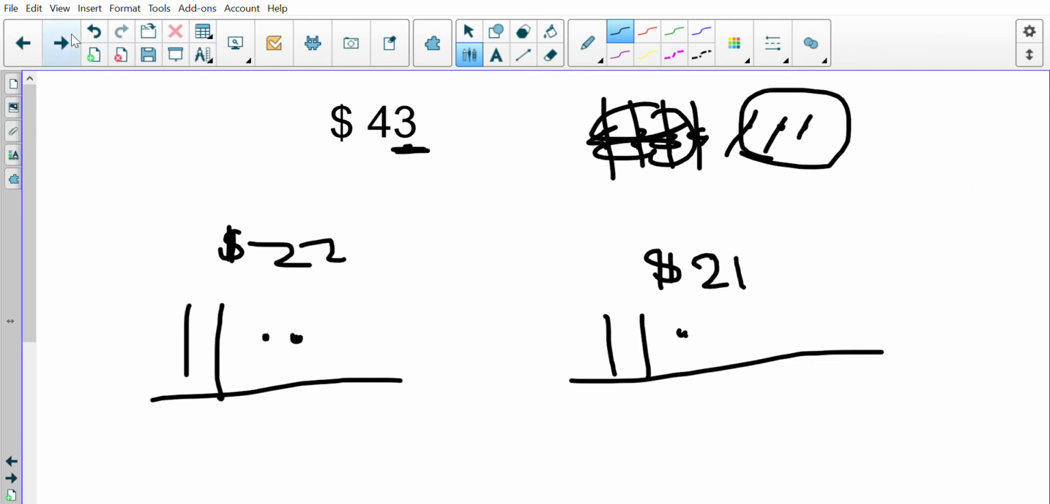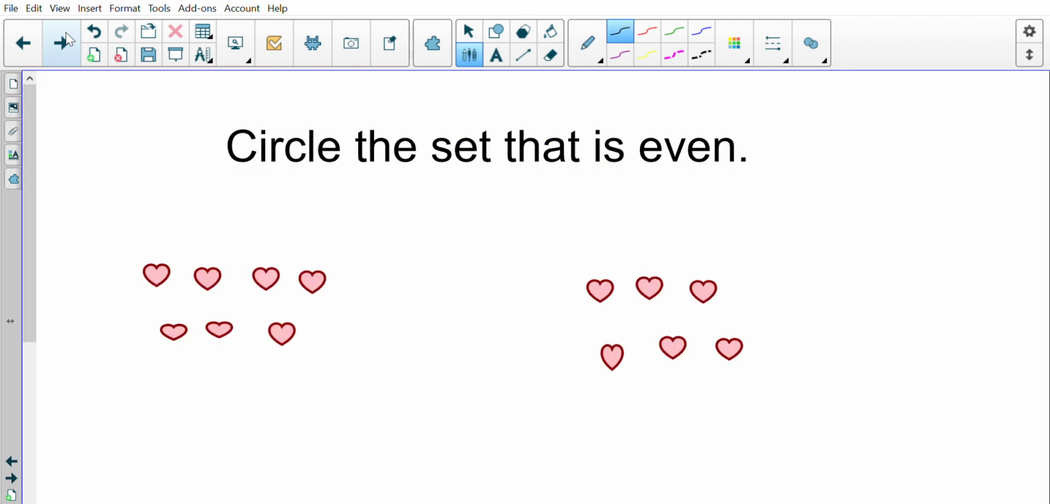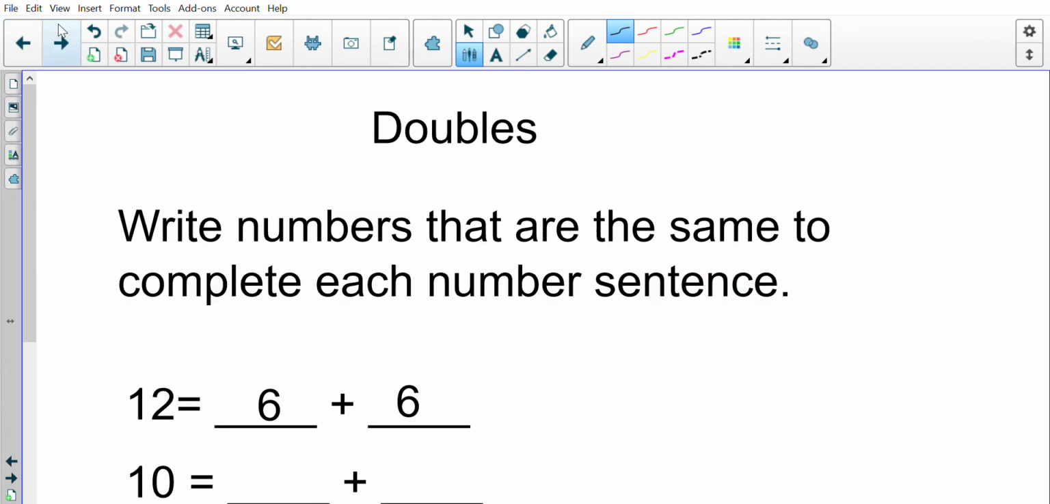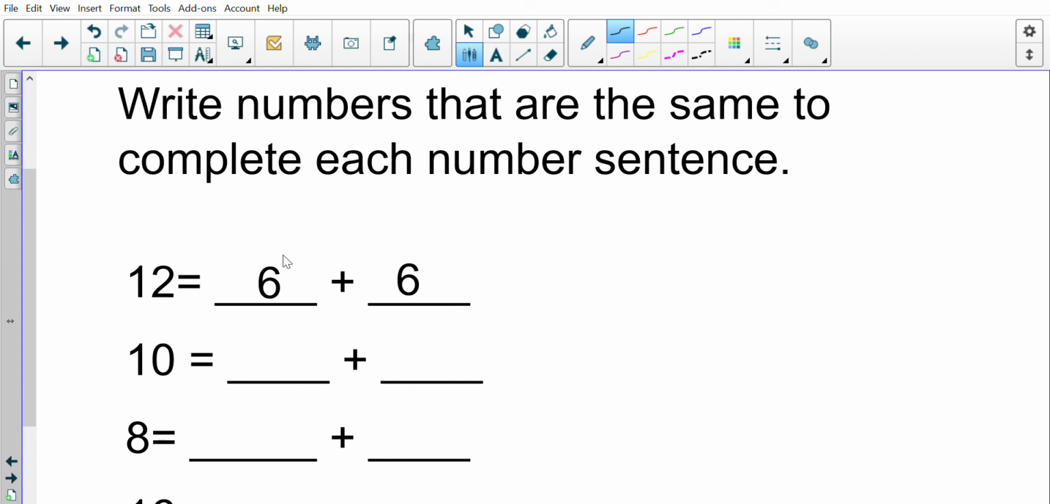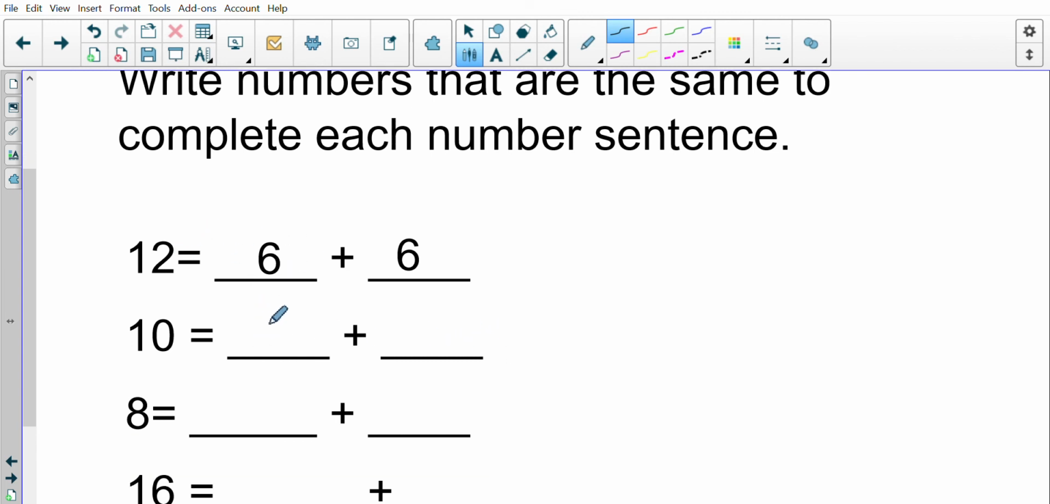Okay? All right, anything else? There's a few other things. Circle the set that's even. This one would be 7. This would be 6. Think about which one is even. This is your doubles, right? So if I'm thinking, okay, I've got to put the same number plus itself to equal 10. So what plus what equals 10? It has to be the same number. This is a repeated addition sentence. That's what makes it a double. So it's the same number plus the same number, just like 6 plus 6 equals 12.